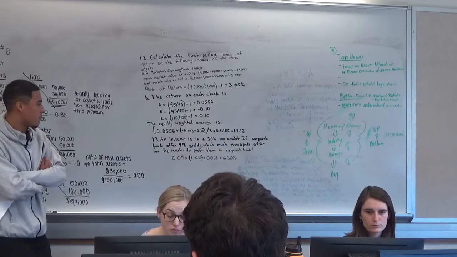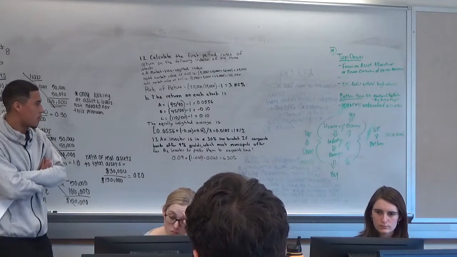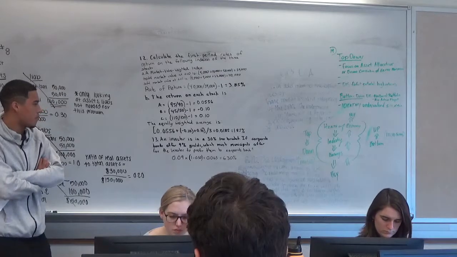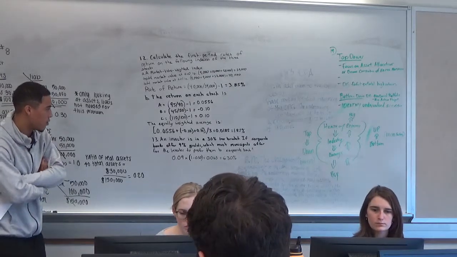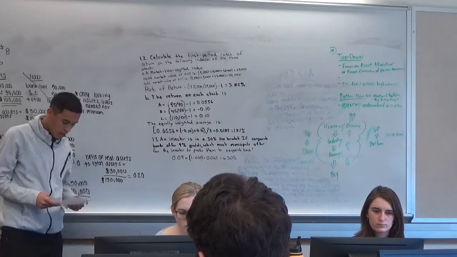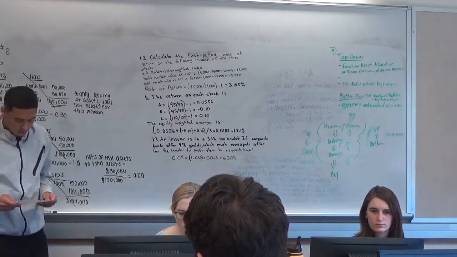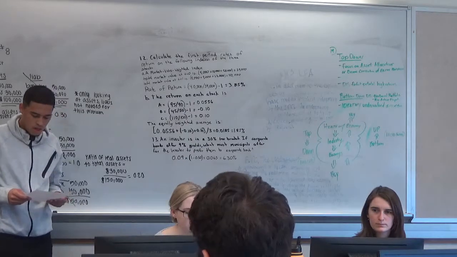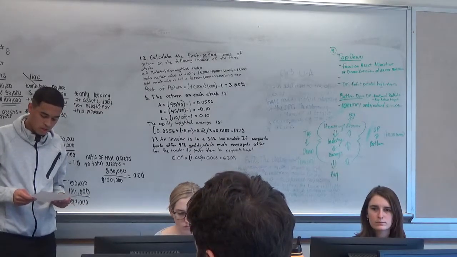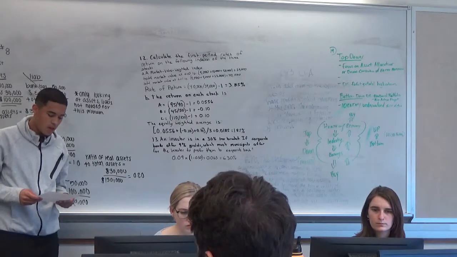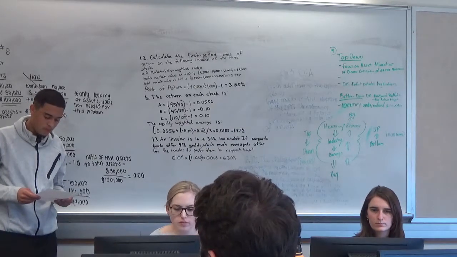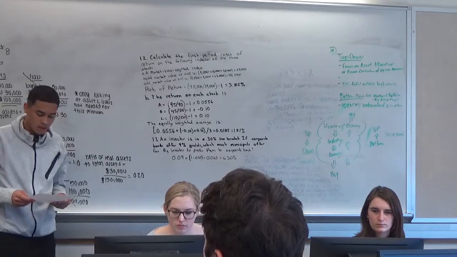Question 13. An investor is in a 30% tax bracket. If corporate bonds offer 9% yields, what must municipals offer for the investor to prefer them to corporate bonds? The after-tax yield on the corporate bond is 0.09 times 1 minus 0.30 equals 0.063 equals 6.30%. Therefore, municipals must offer a yield to maturity of at least 6.30%.